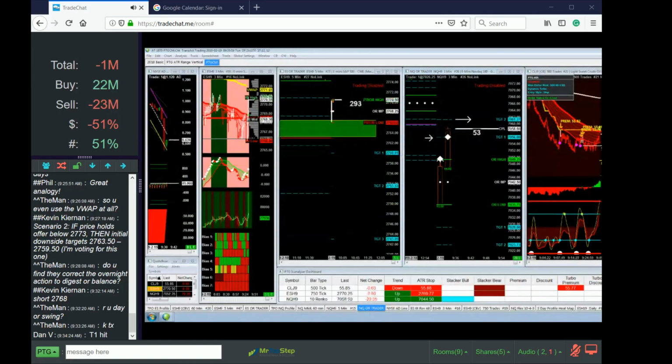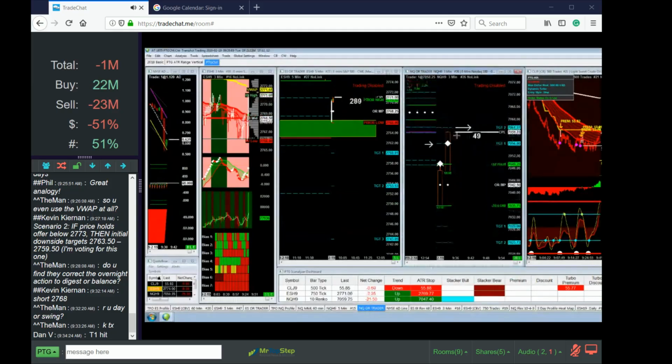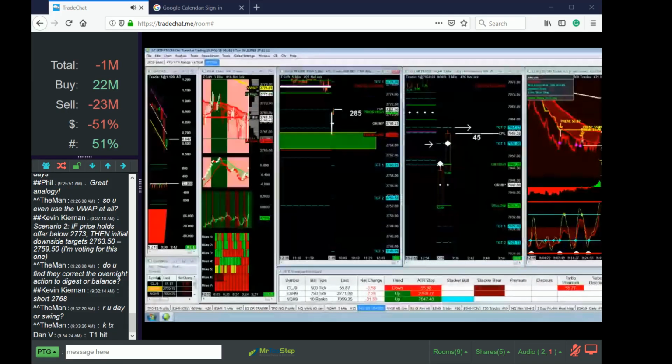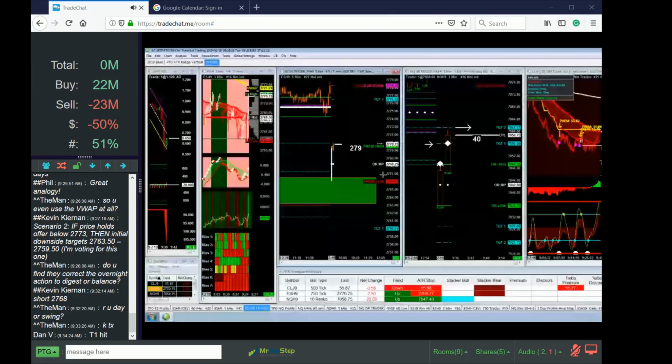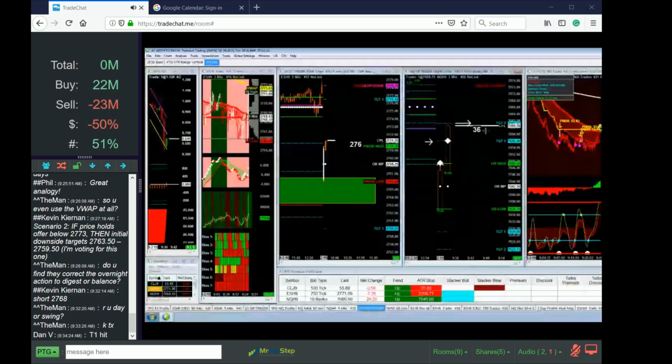Pretty good buying stepped in here. Once this target 2 gets fulfilled, we have what's called a reversal play. That reversal play will be invalidated, and the opening range will be deemed to be complete at that point.